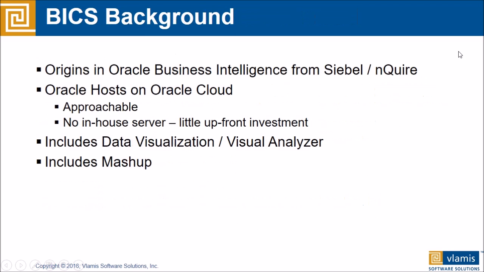So now that we've talked about that, let's go a little bit into a BI Cloud Services background. The origins really come from Oracle Business Intelligence Enterprise Edition, or OBIEE. The difference with BI Cloud Services, of course, the CS, is that Oracle hosts this on the Oracle Cloud. That makes it very approachable, and there's no in-house server that you have to worry about deploying. There's little upfront investment in doing this.